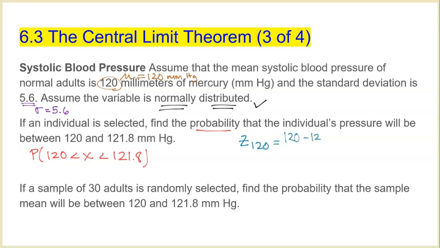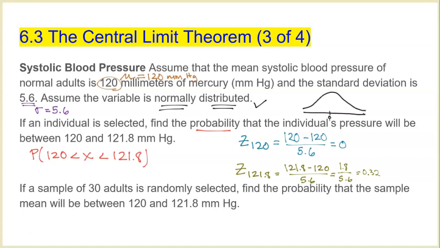So we change this to a z-score. 120 minus 120 divided by 5.6 is 0. And then 121.8 minus 120 divided by 5.6 gives us 1.8 divided by 5.6, which is 0.32. If I were to just draw out the distribution here, this is my standard normal distribution, and I want this little area here.